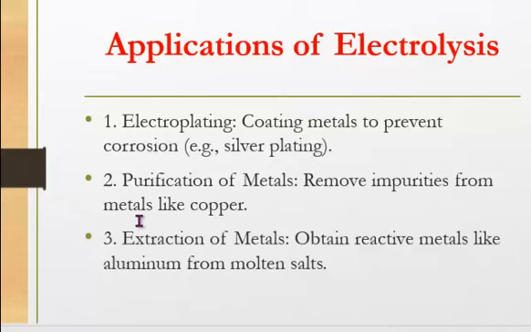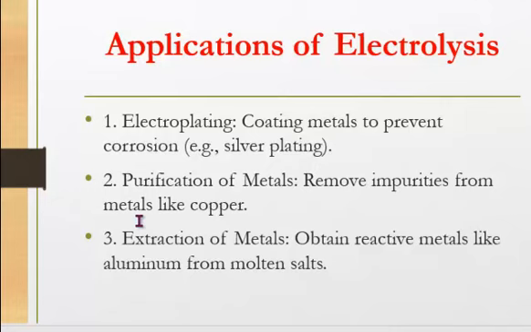Number one is electroplating, which is coating a metal to prevent corrosion, e.g. silver plating. You will see some metallic materials used in the kitchen that can never corrode, that cannot decay like other iron that you can see rust. All those things cannot rust. Why? Because they are coated with other metals, and that process of coating them so that they cannot rust is what is referred to as electroplating.